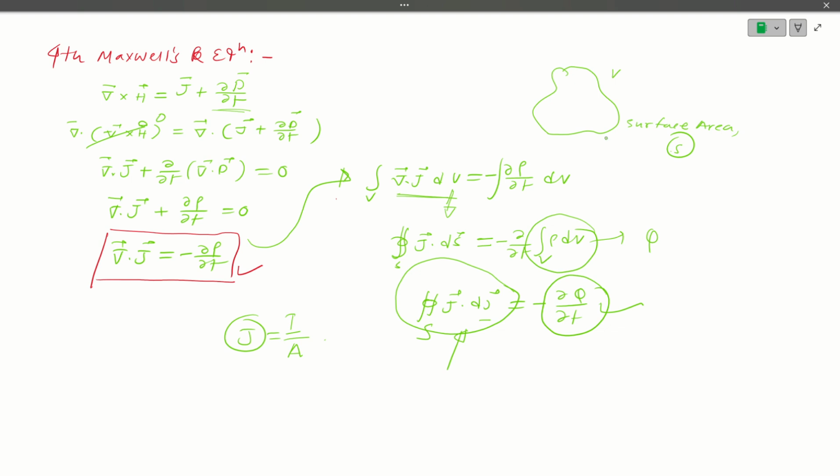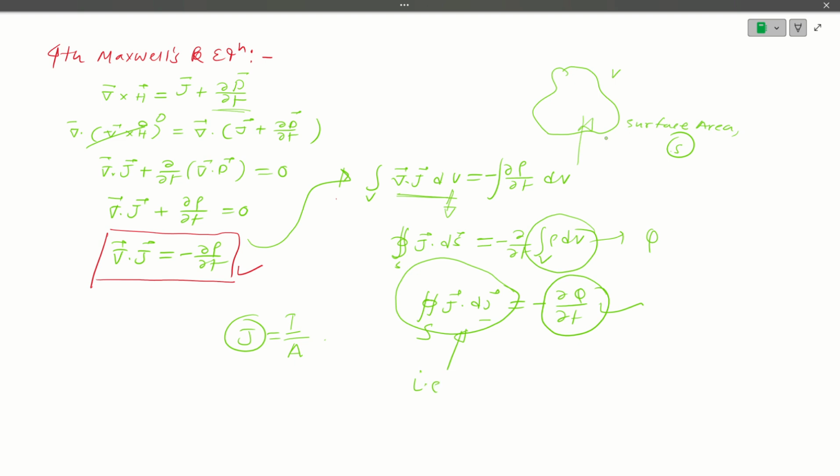It gives effectively the sum of currents in all the conductors passing through this surface area S. So it gives all the current in all conductors passing through this surface area S.